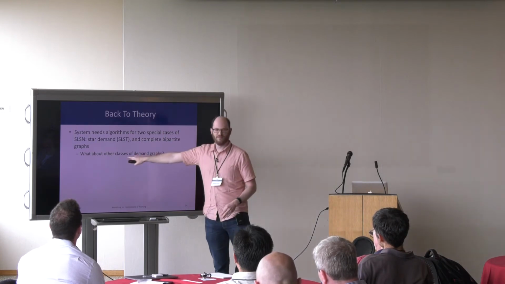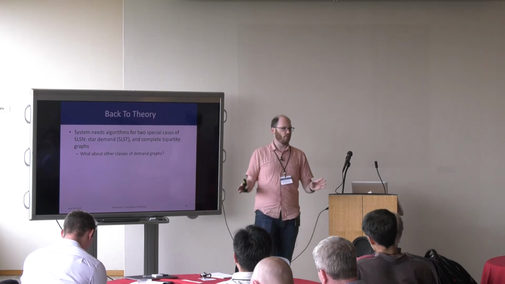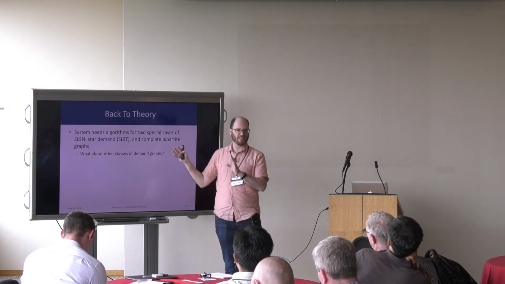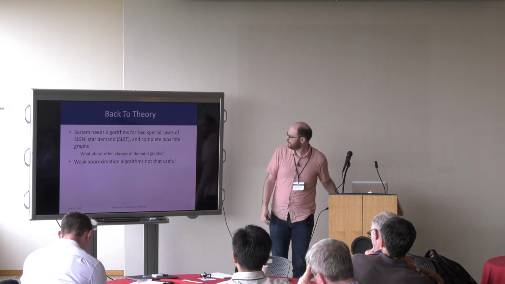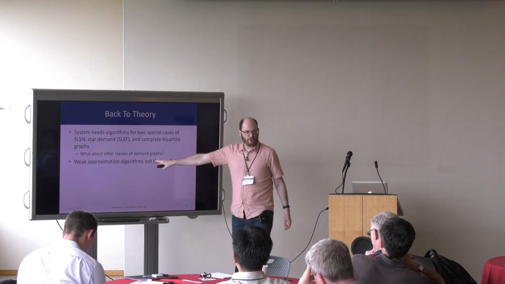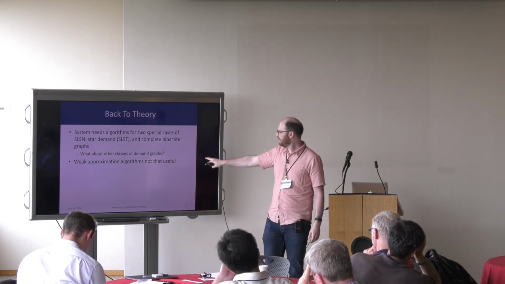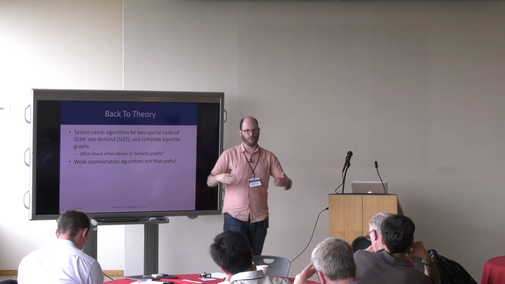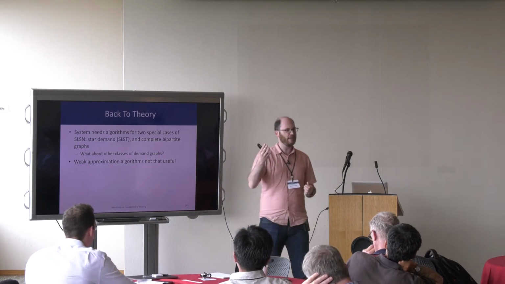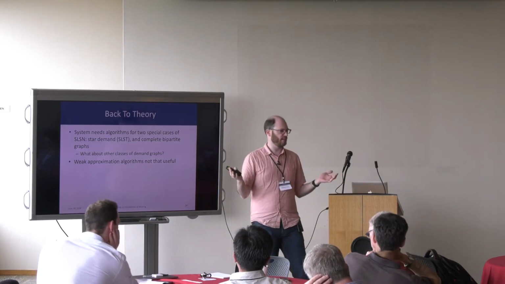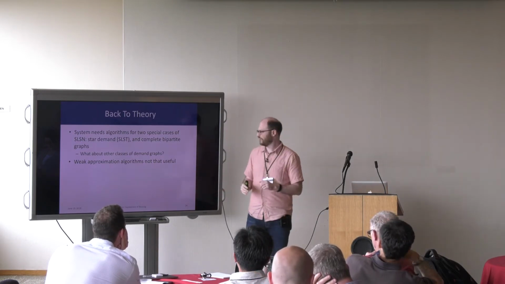And from a theory point of view, what about other classes of demand graphs? You can imagine other networking scenarios where I know more about the faults and I have some demand graph that's not exactly one of these. We didn't really concern ourselves with this, but it's interesting. Weak approximation algorithms are kind of not super useful, right? It's very common to give 3 approximations or 4 approximations, but I can get 15 times. I can get a 7 approximation basically by just running this time-constrained flooding on the graphs that we cared about. So I want very, very good approximations.